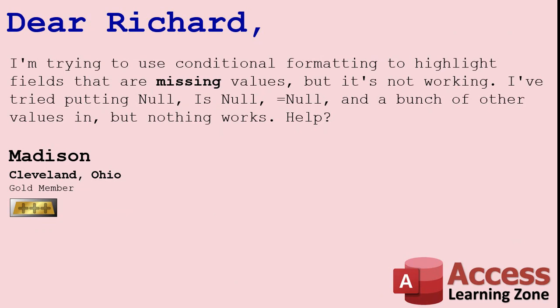Today's question comes from Madison from Cleveland, Ohio. Madison asks, I'm trying to use conditional formatting to highlight fields that are missing values, but it's not working. I've tried putting null, is null, equals null, and a bunch of other values in, but nothing works. Help? I love when people use a question mark after help, because then I have to pronounce it like help. Can you help? Yeah, certainly.